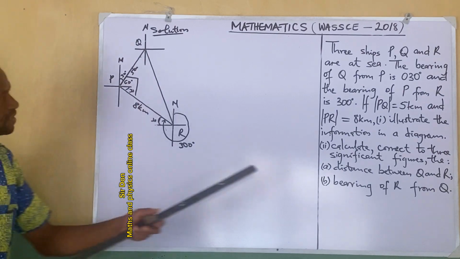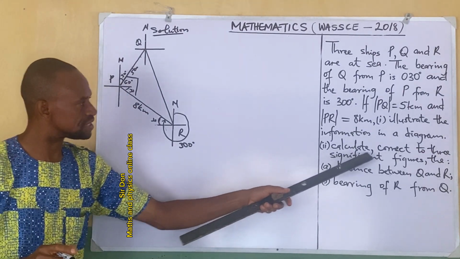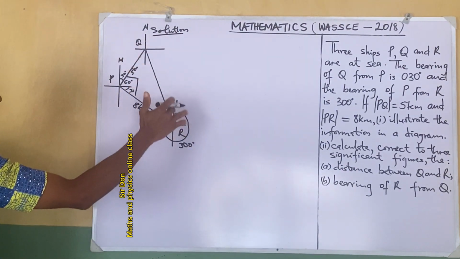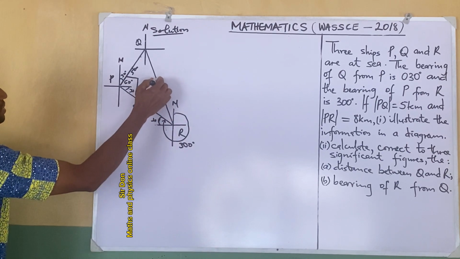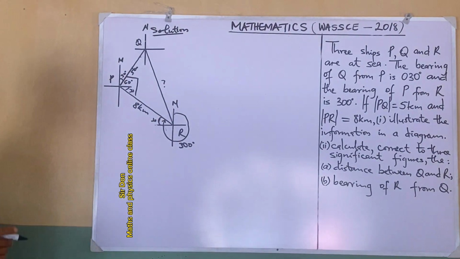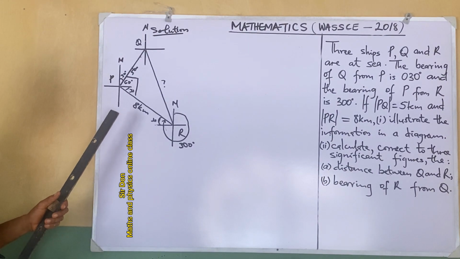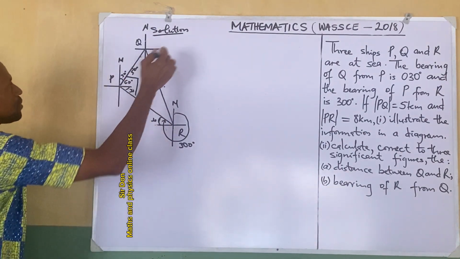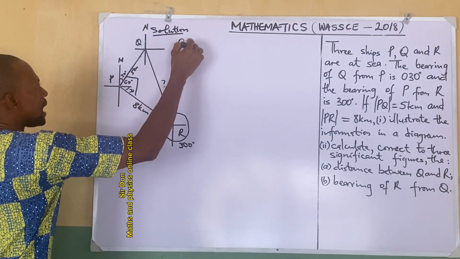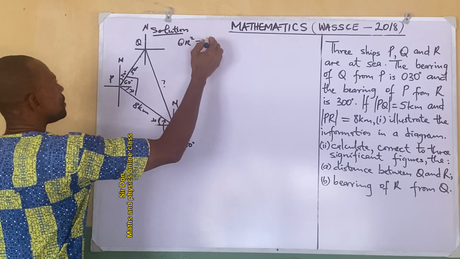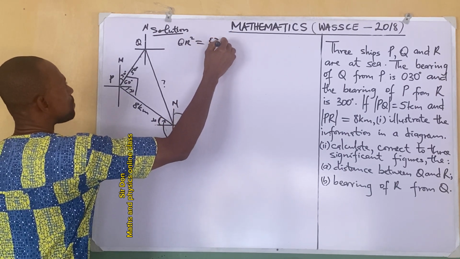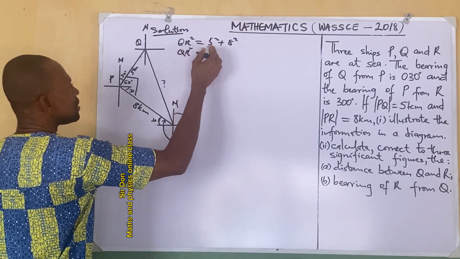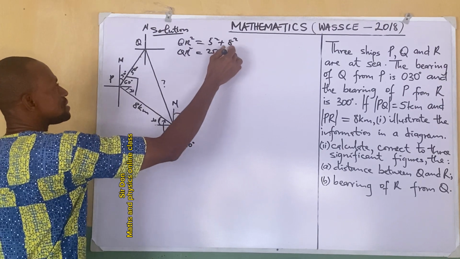Now, the second question says calculate the distance between Q and R. This is what they asked us to find. If you look at this diagram on the board, this is a right angle triangle, so you apply Pythagoras theorem. QR squared equals 5 squared plus 8 squared. QR squared equals 25 plus 64.